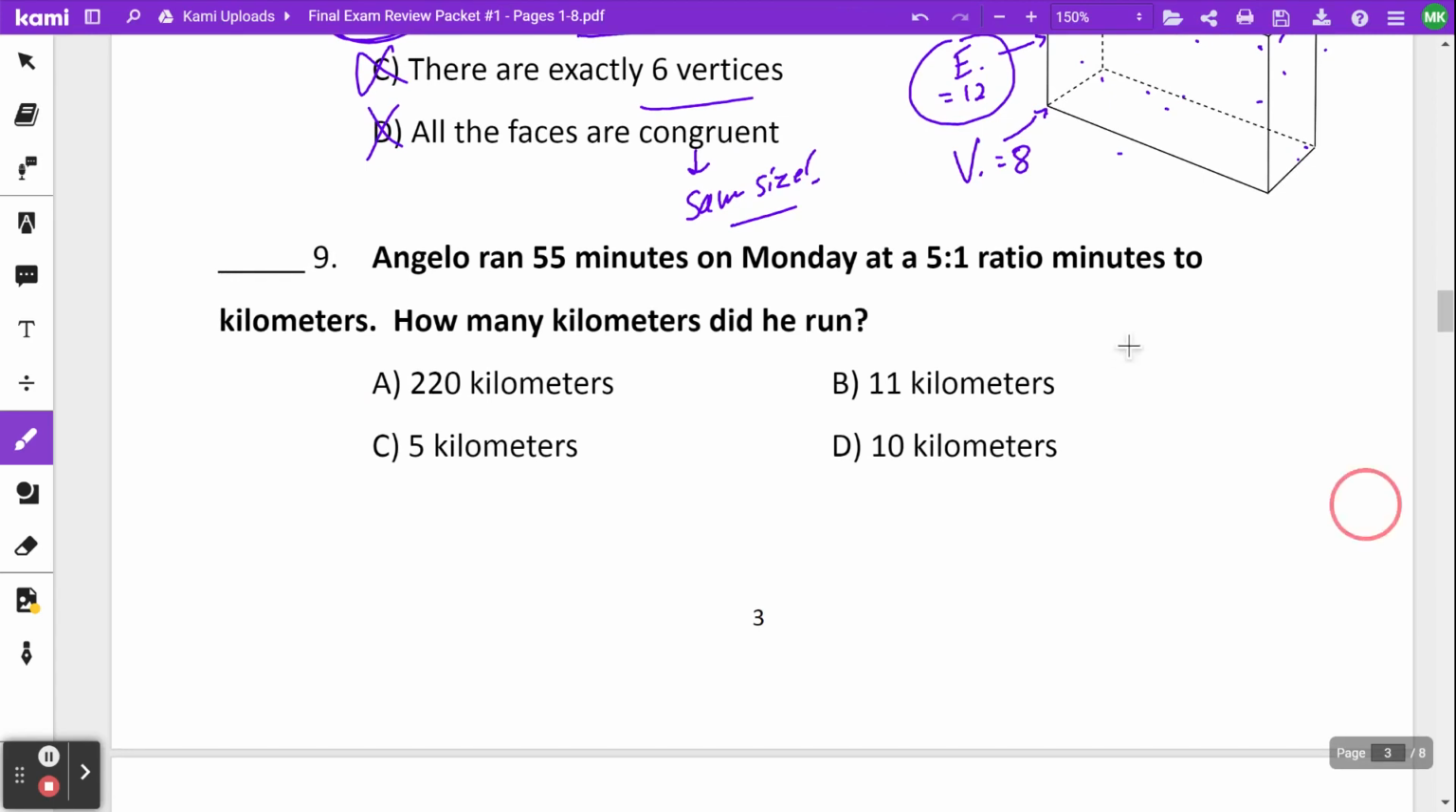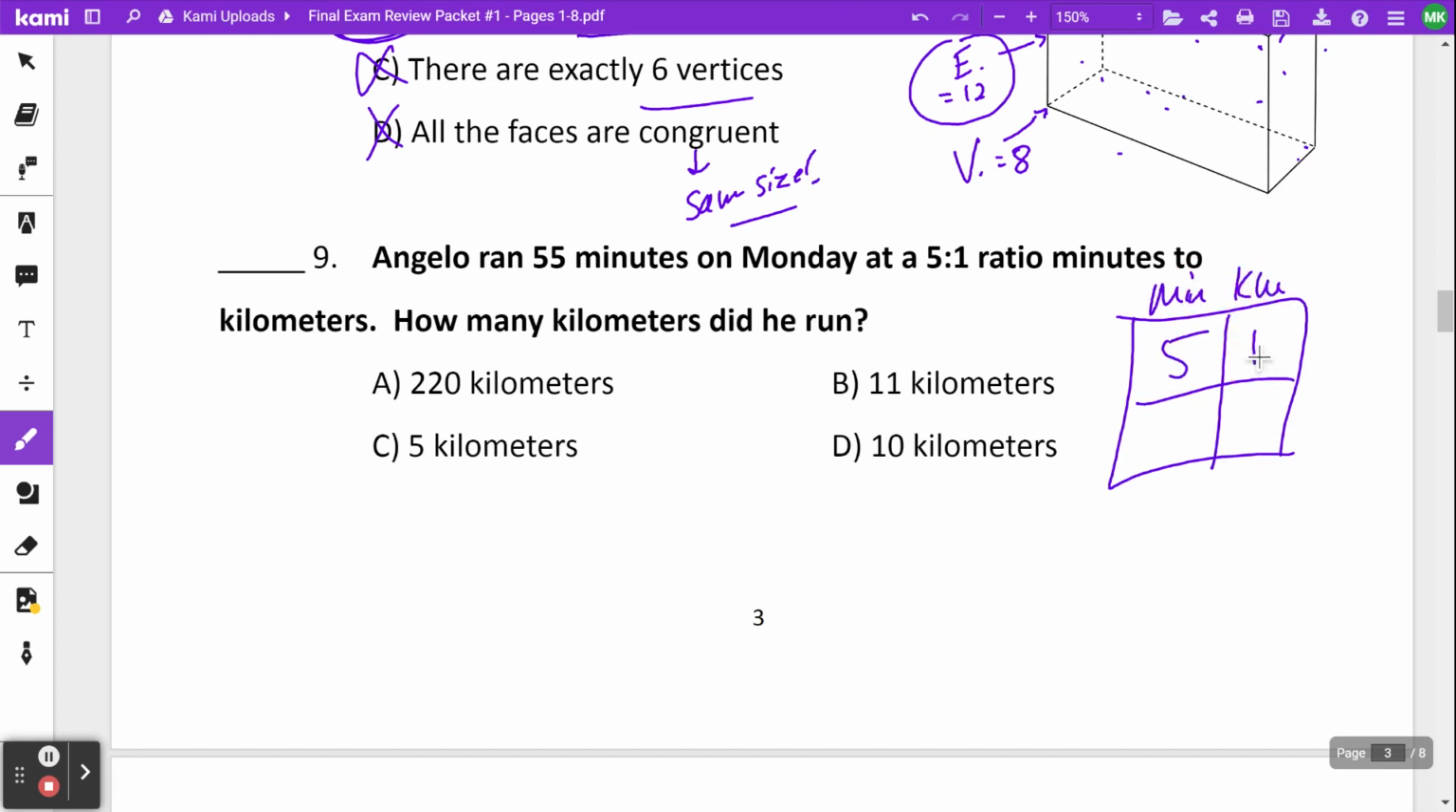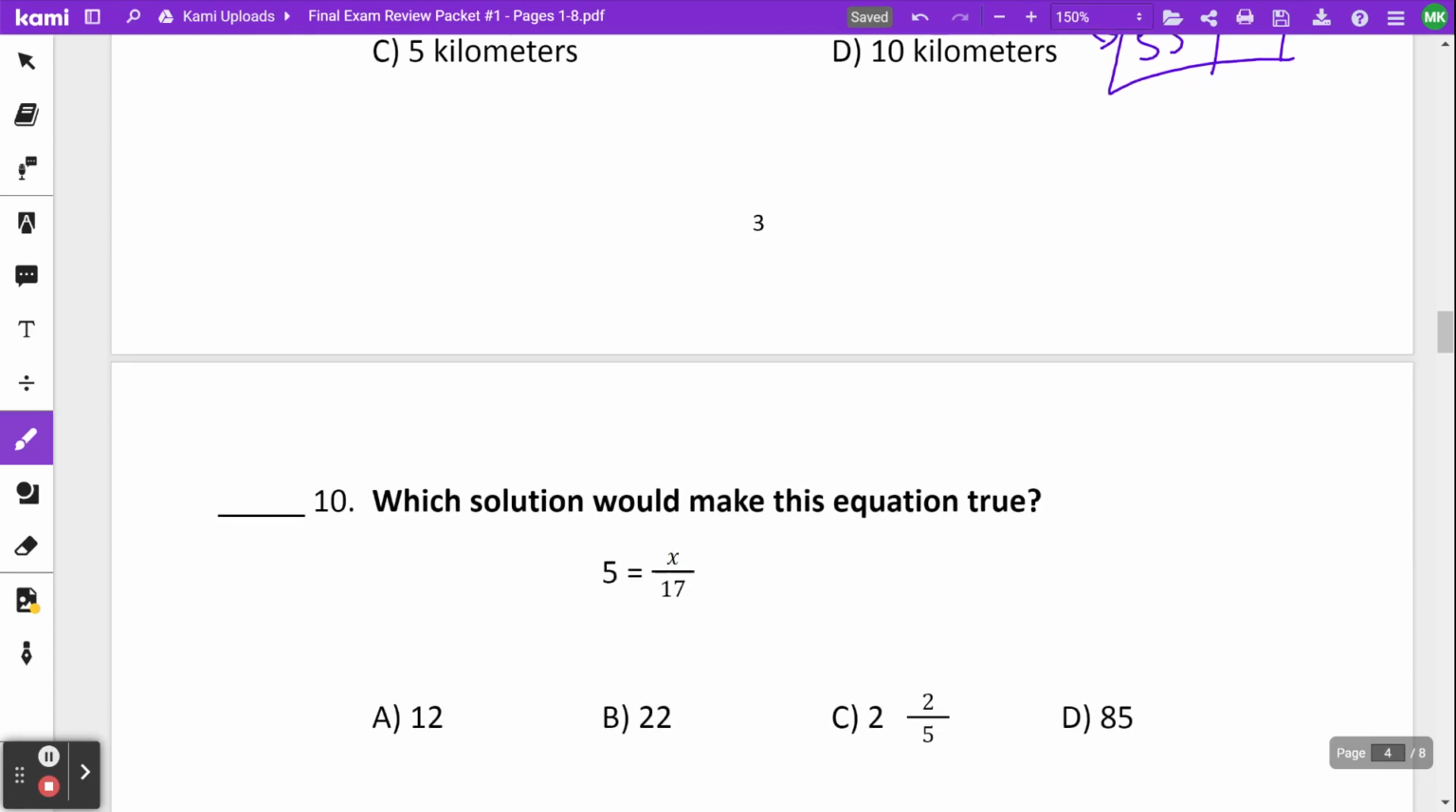Minutes to kilometers. Okay, so let me say minutes to kilometers, right? Minutes to kilometers, 5-to-1 ratio. All right. How many kilometers did he actually run? Well, he ran 55 minutes, so 55 minutes. There it goes on the left side. So that looks like a times or multiplied by 11, times 11. So 11 kilometers. There you have it. Okay. So that takes care of that page. Let's keep going. We're doing great.